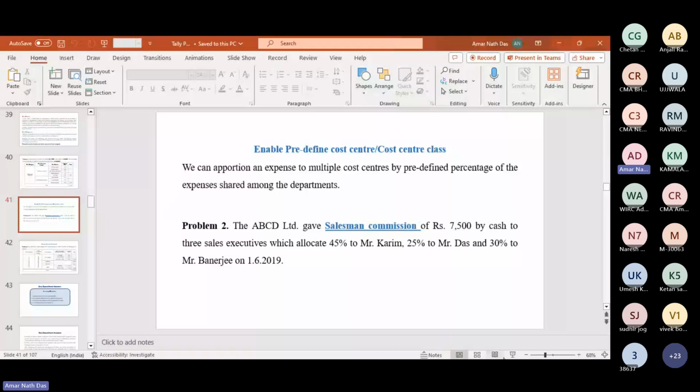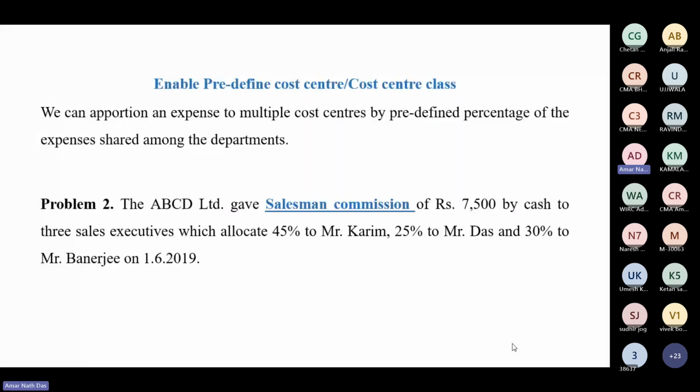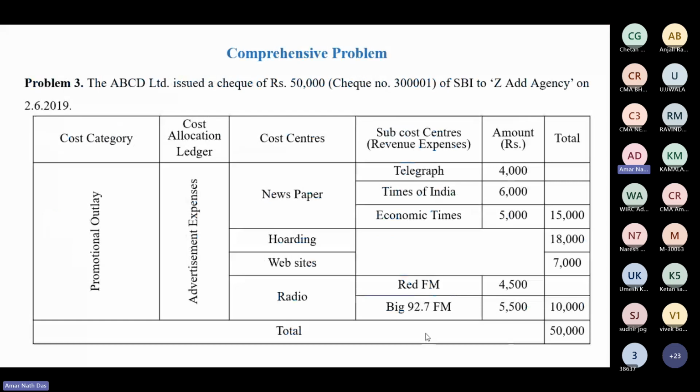under the same heading. So what's the problem? This is the second problem, third problem and last problem under cost center and cost category. Actually, there is a check issue of 50,000. Check number has been provided, issued to Z ad agency on 2nd June 2019. Here cost category is given, cost allocation ledger is also given, cost center, but this problem is specifically given for the purpose of considering sub cost centers.